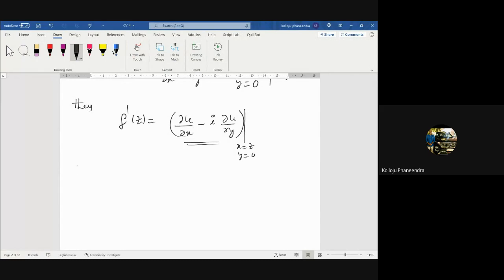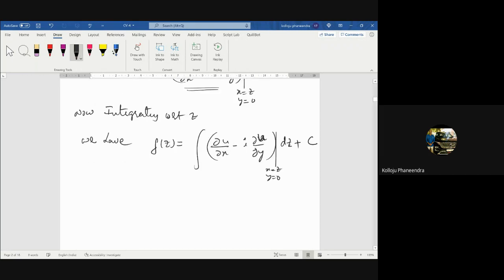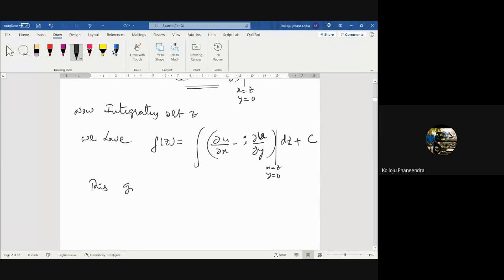Now, if I replace x by z and y by 0, this right hand side function is entirely in terms of z. Now integrating with respect to z, we have f of z equal to the integral of dou u by dou x minus i into dou u by dou y, at x equal to z, y equal to 0, dz, plus constant c. This gives f of z in terms of z.